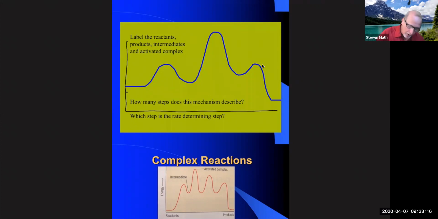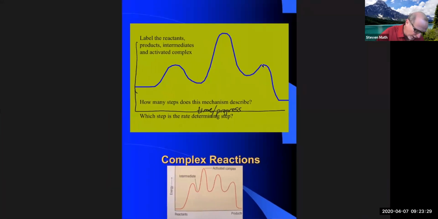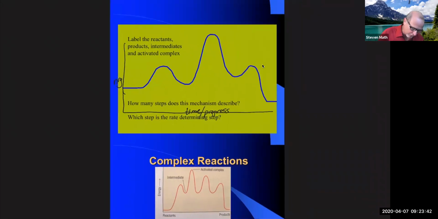There we go. On the x-axis, that's going to be time. Another word for time would be progress, reaction progress. And on the y-axis, simply put, is going to be energy. So, label the reactant, the products, the intermediate, and the activated complex. So the reactants are going to occur on the left-hand side where we're at time 0. The products are going to occur when this reaction is over. The products are going to go there.